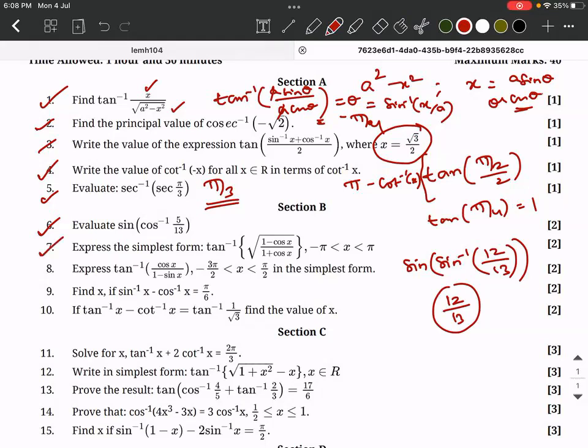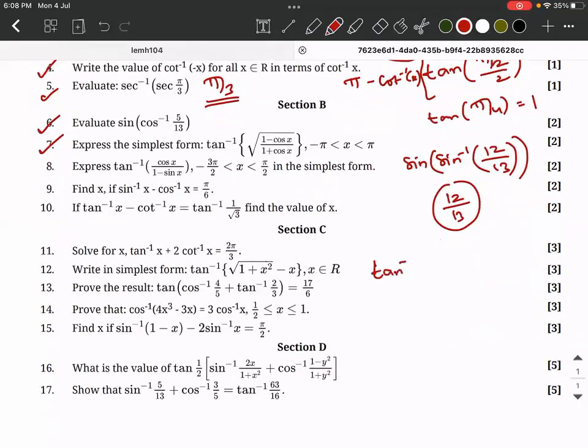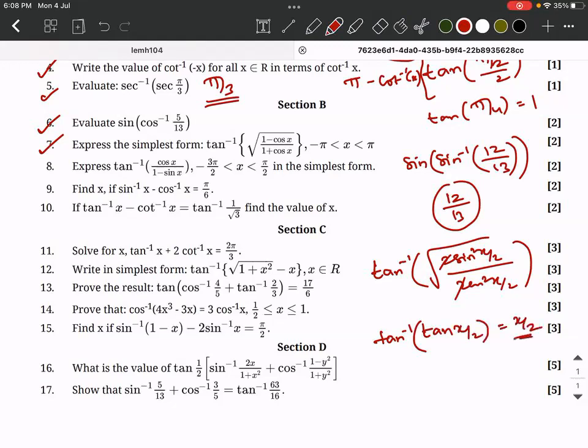Express tan inverse of root of (1 minus cos x) by (1 plus cos x) in the simplest form. So I'll get tan inverse of 1 minus cos x can be written as 2 sin square x by 2. So square root of 2 sin square x by 2 divided by 2 cos square x by 2. 2 and 2 will get cancelled. I'll be left with tan inverse of root of tan square x by 2, which is tan x by 2. Answer will be x by 2. Okay.